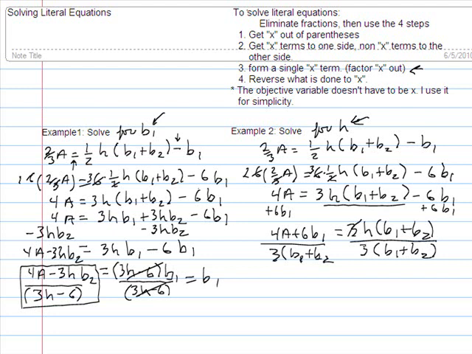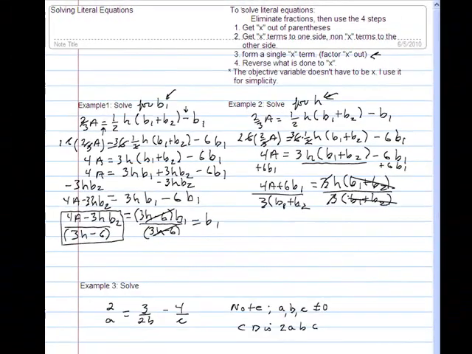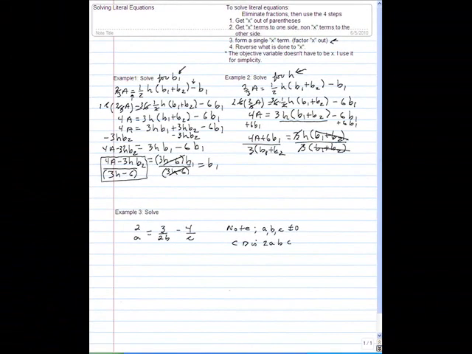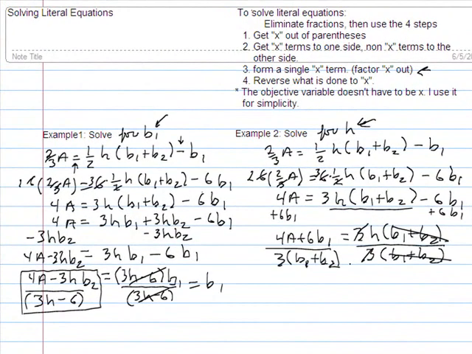And on this side, the 3 cancels the 3, and the b1 bracket cancels the bracket. That's because we have all multiplication on the top, 3 times h times bracket, and all multiplication on the bottom, 3 times bracket. That's why we can cancel. Look at the top on the left. That's a plus sign up there. Can't cancel. So we are finished.